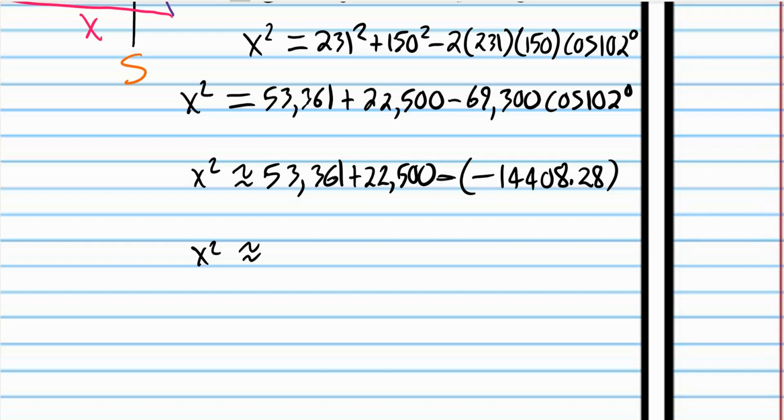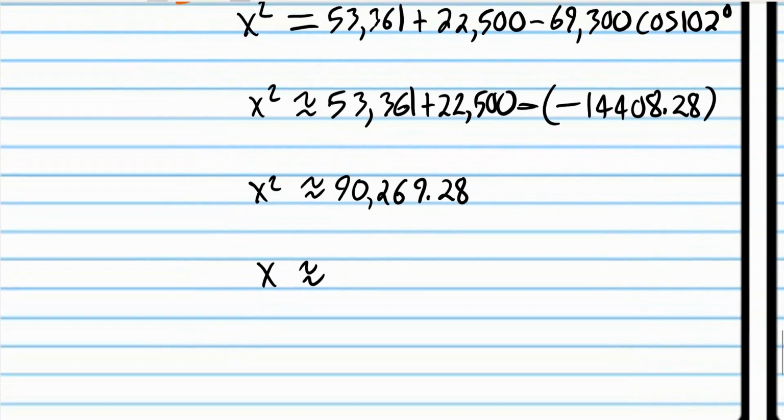And we get approximately 90,269.28. And then you're going to square root both sides of the equation. And you should know how to do that in your calculator by now. On the iPhone, it's going to be something like this. And on the TI-84 Plus, you're going to press the blue button and then the X squared button, which gives you the square root button.